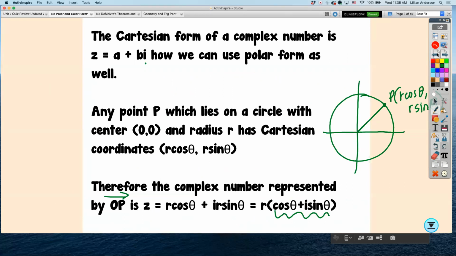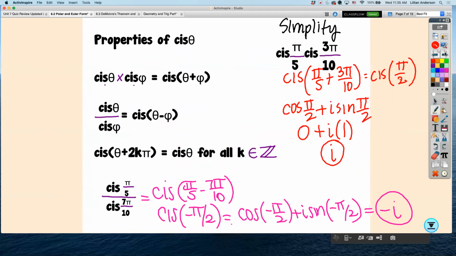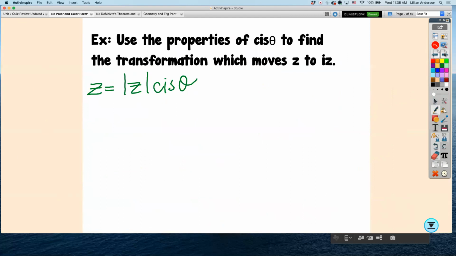Remember, your modulus is essentially the radius, so we could use it as r as well. If you see it as r, don't be confused. I'm going to use r right here because I don't want to keep drawing these lines. The less z's I can write, the better. Those are interchangeable. Modulus is essentially the radius of that vector on the circle, or for that point on the circle. So I'm going to use properties of cis to transform this to iz.